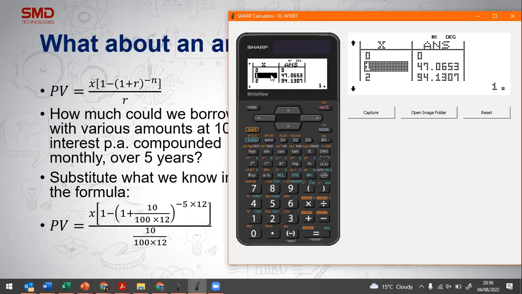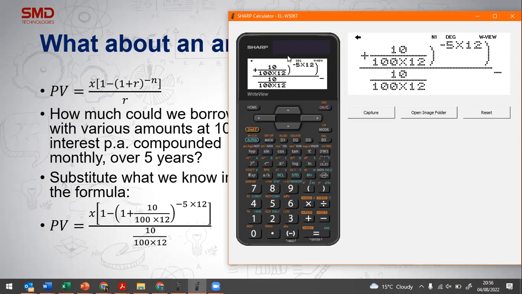What X actually is saying is that if you're willing to pay back R1 a month for the next 5 years, you can borrow 47 Rand at 10% per annum compounded monthly. If you're willing to pay back 10 Rand a month, you can borrow 470 Rand, and so forth. Now, this isn't very useful.